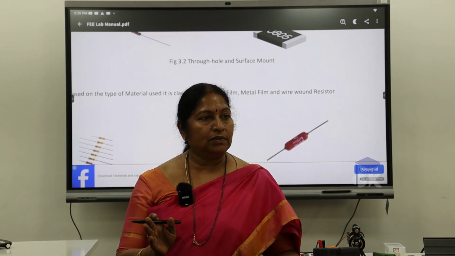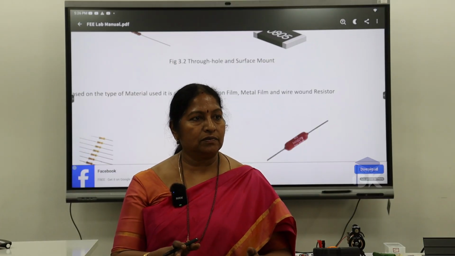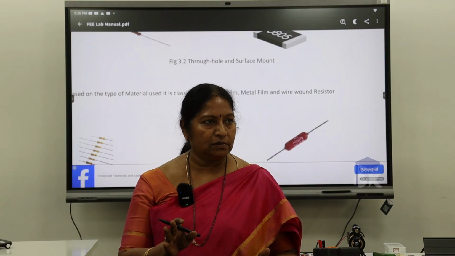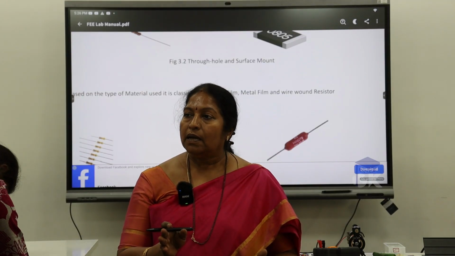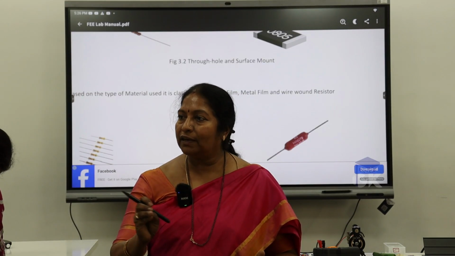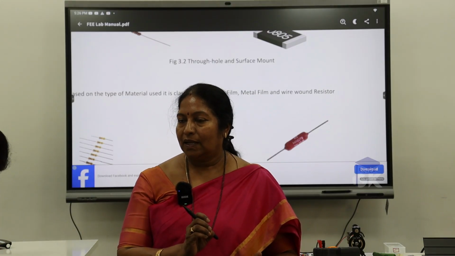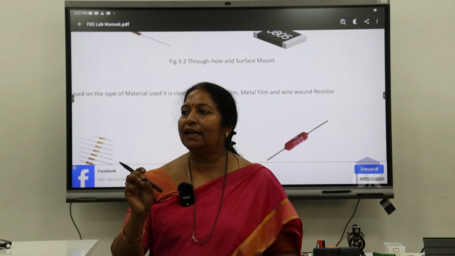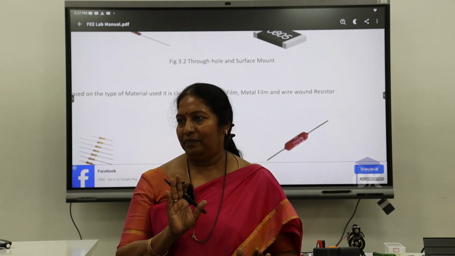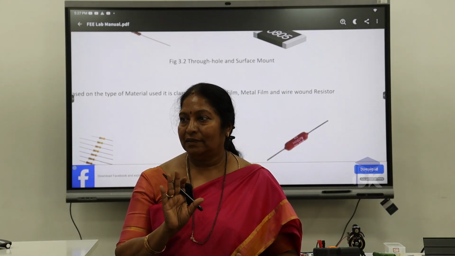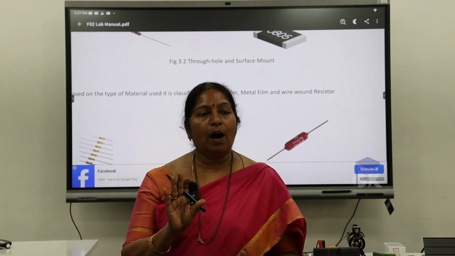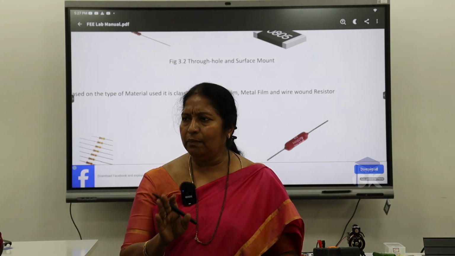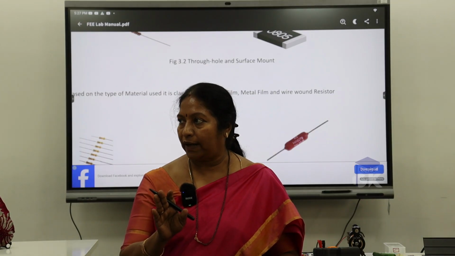When the manufacturer makes thousands, lakhs of resistors in one batch at a time, each resistor will differ in value a little bit. That is because of nanoparticle differences in the material. That's all. So therefore, they always mention some tolerance. This is very important, the factor called tolerance.